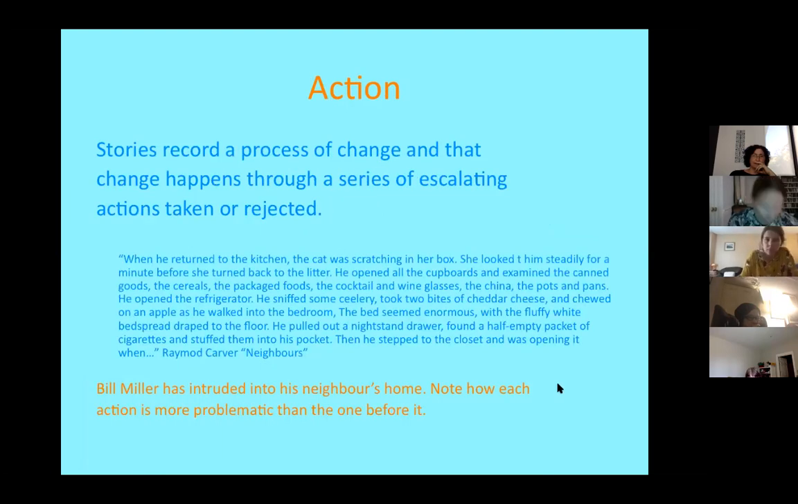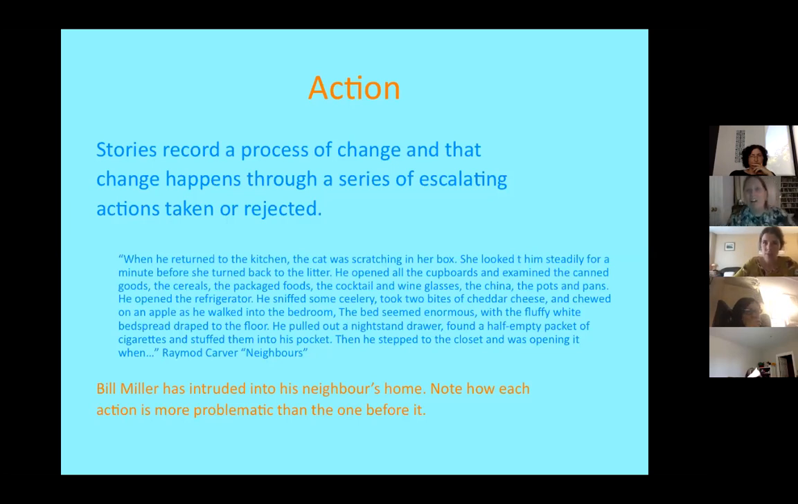So I want to make sure that we have enough time to finish. One of the other things is action being a very important part of the character. Stories record this process of change that happens through a series of escalating actions that are either taken or rejected. We talked about that already in class, but I'm going to give you an example. I typed this up so badly, I'm looking at all the typos.